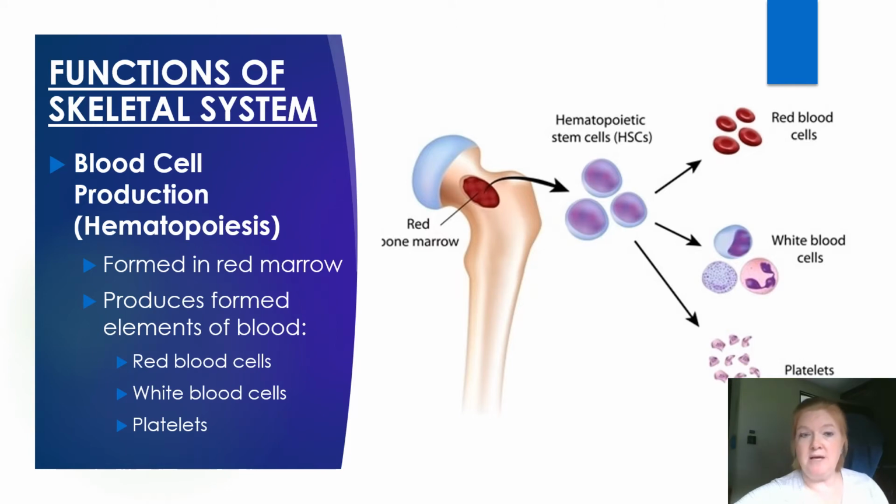Another function of the skeletal system is hematopoiesis, which is blood cell formation. So in red marrow, remember yellow marrow was fat storage, so we're talking red marrow. Red marrow produces the formed elements of blood, so red blood cells, white blood cells, and platelets. So stem cells in red marrow produce those various blood components: red blood cells, erythrocytes, white blood cells, leukocytes, platelets, thrombocytes.